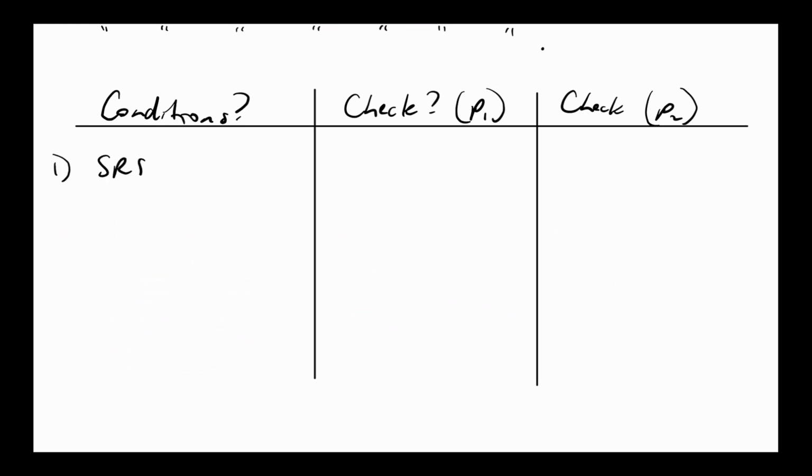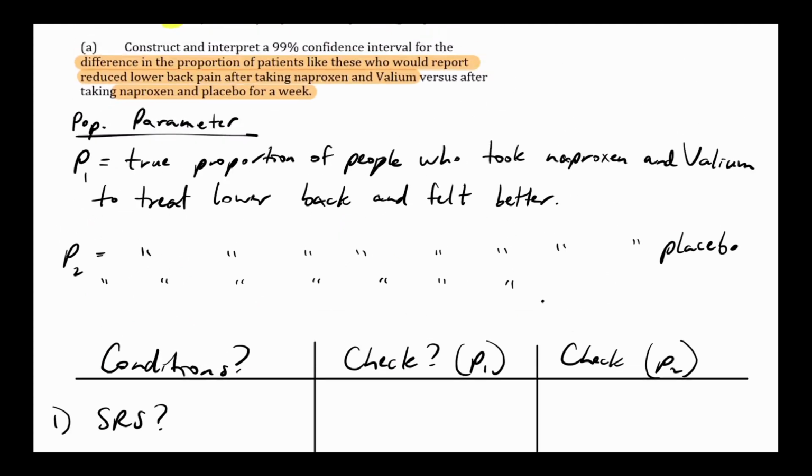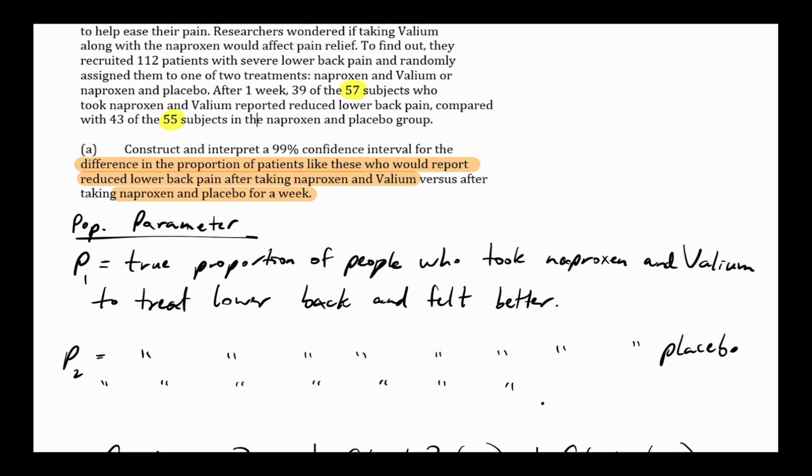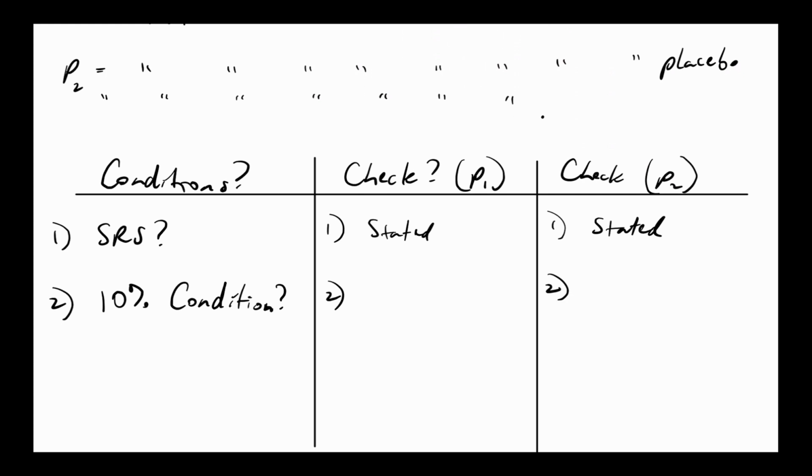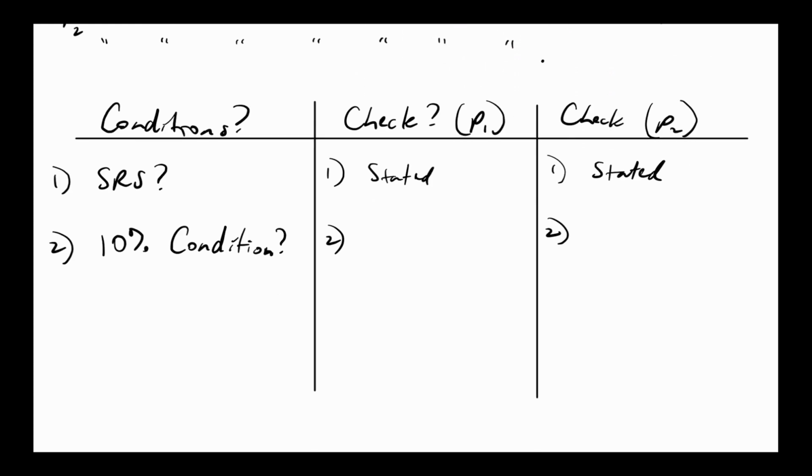Okay, first one, SRS. How was the first sample and second sample obtained? It was stated. So over here we put stated like we've always done, and over here we put stated. You're just doing it twice. Next one is 10% condition. Okay. n is less than or equal to 10% of big N.